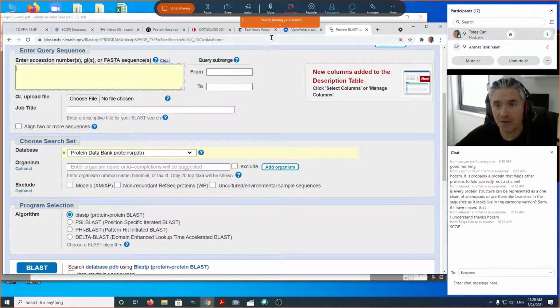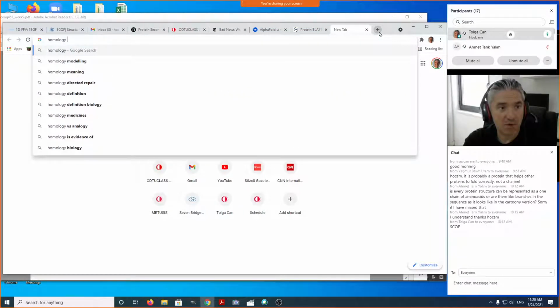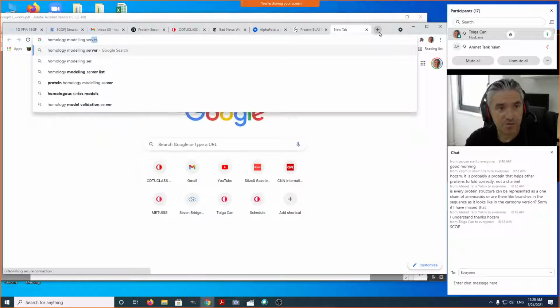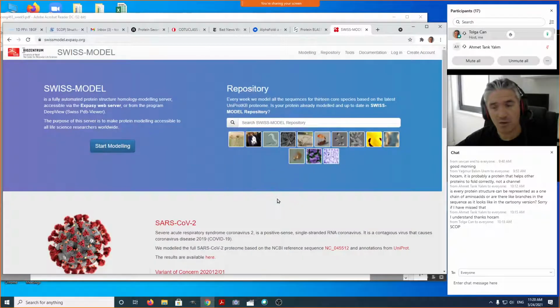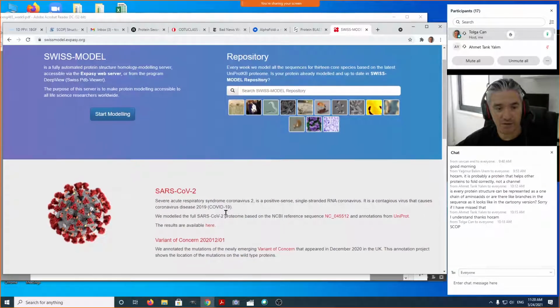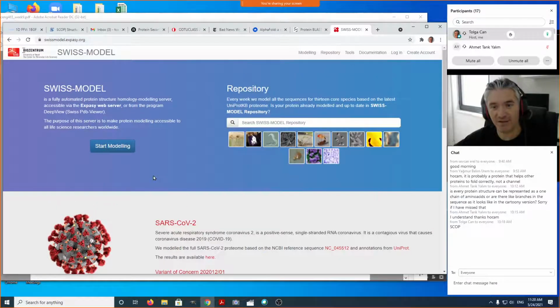There are homology modeling servers. Swiss-Model, yeah, Swiss-Model is one of the most popular. Here, as you can see, the SARS coronavirus proteins also appear here. So Swiss-Model is a fully automated protein structure homology modeling server.